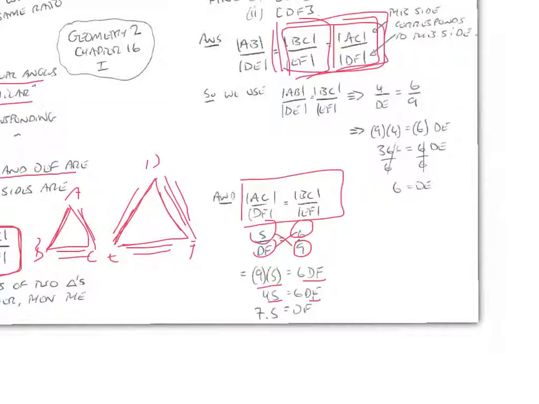Divide both sides by 6. 45 divided by 6 is 7.5. 6 DF divided by 6 is DF.